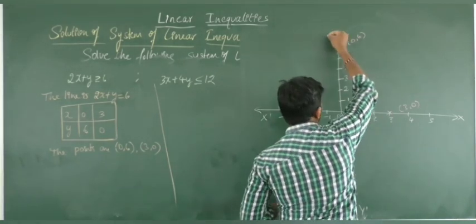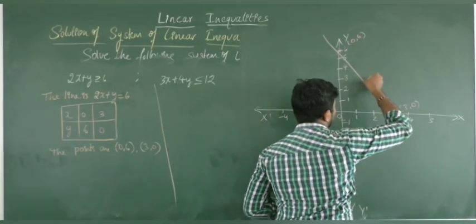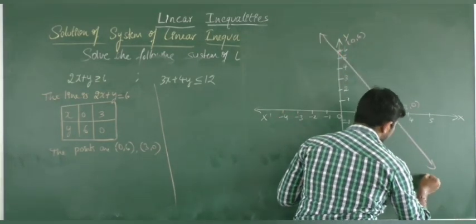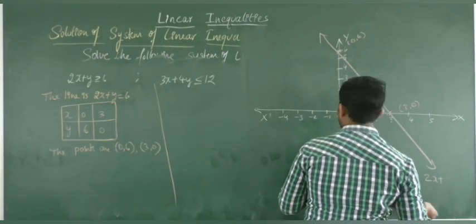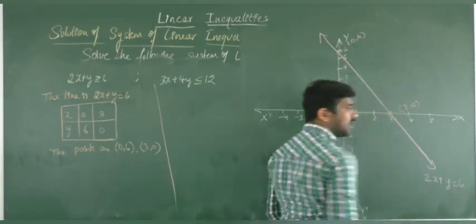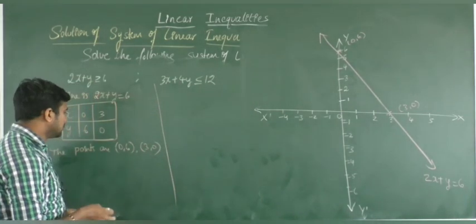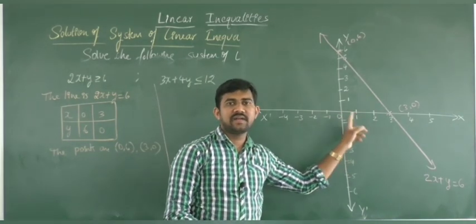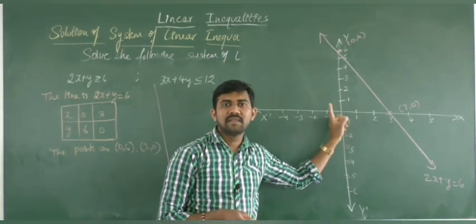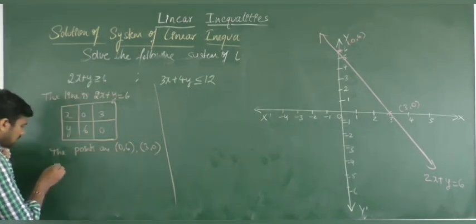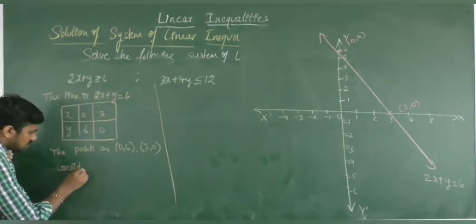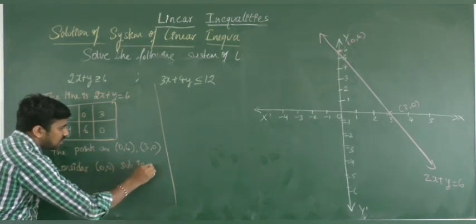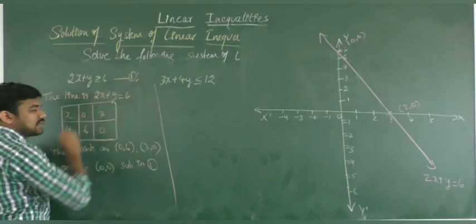Okay, now, is it over? What is the equation of the line? Write this: 2x plus y is equal to 6. Now find the solution region. Check the solution region by assigning a point which does not lie on the line. For our convenience, I'll consider the origin. So consider 0, 0 and substitute in equation number 1.